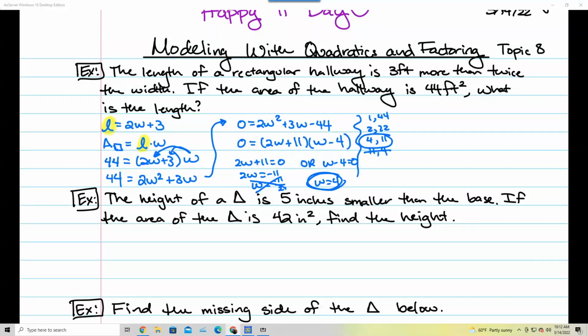I'm going to go ahead and write L equals 2W plus 3. My width is 4. I just did all that wonderful math to find that out. That means my length is equal to 2 times 4 is 8, and then plus 3 is going to give me 11 feet total. So that takes care of the first problem.